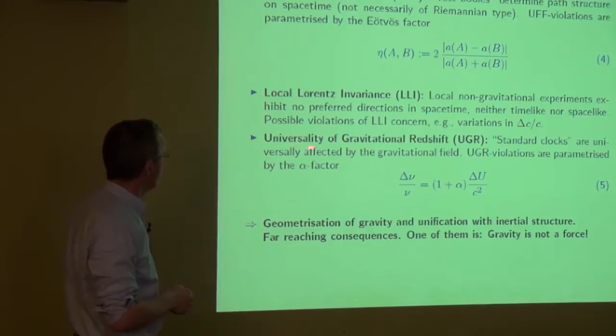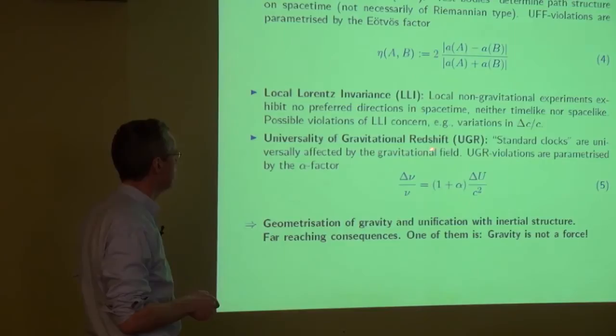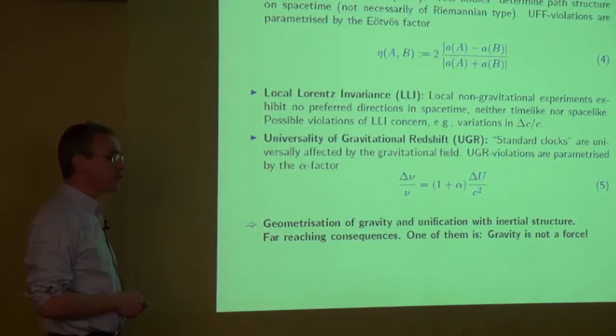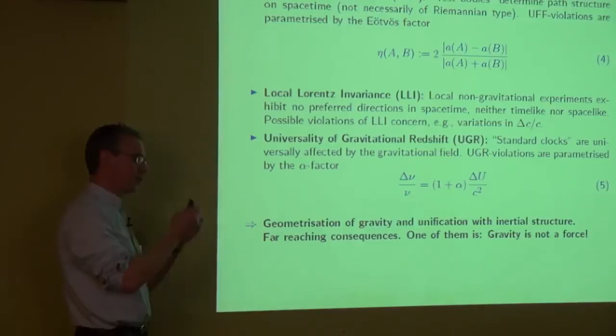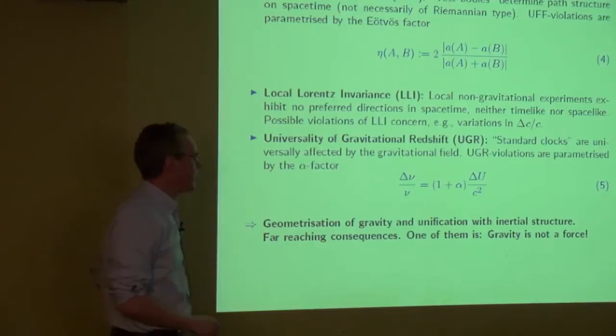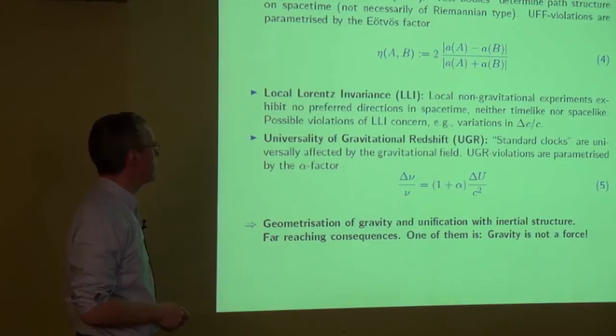And then there's the universality of gravitational redshift, sometimes also called the universality of clock rates, which is a slightly different notion, but okay. And that says that standard clocks, which is similar to test bodies, kind of elusive things, but we imagine them to exist, or at least approximately, are universally affected by the gravitational field. That means all good clocks have the property that if you compare their rates of ticking, then the only way by which they can differ depends on the gravitational potential and nothing else. In fact, it is slightly more refined than this, but this is one way of putting it.